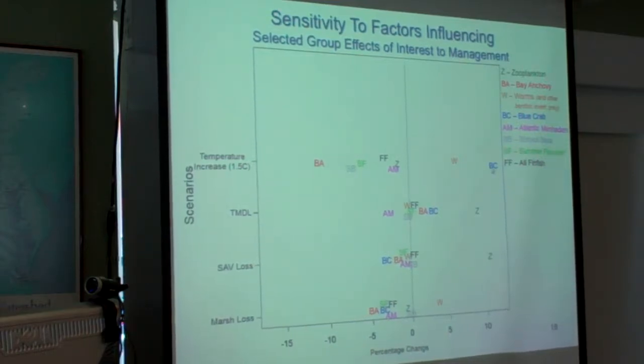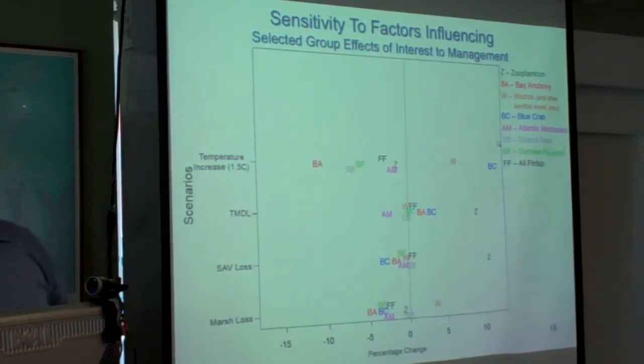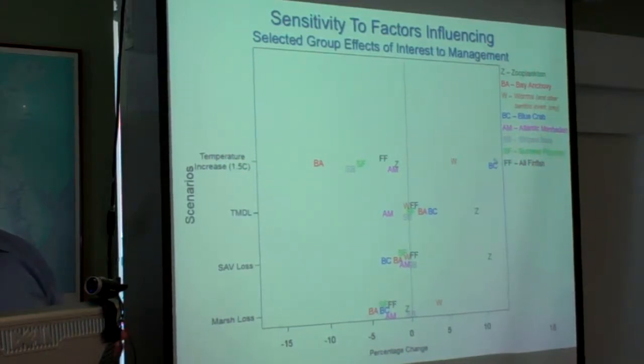Blue crab is on our winning side. It is increasing its production fairly significantly, over 10% production increase. Not a big surprise. This is a southern species, and having warmer water actually is a better condition for blue crab. Our worms are doing well, and benthic invertebrates that are acting as forage.